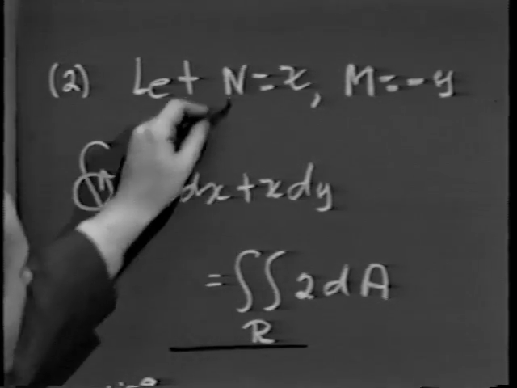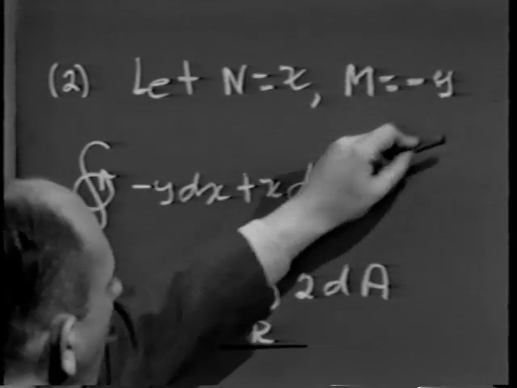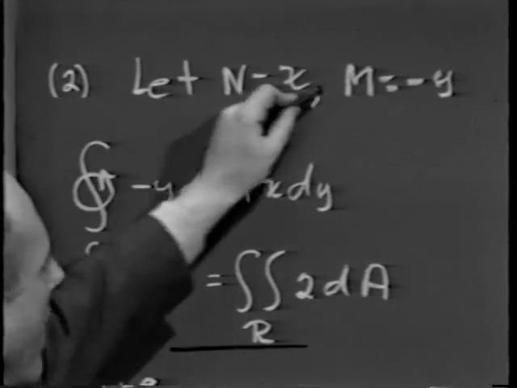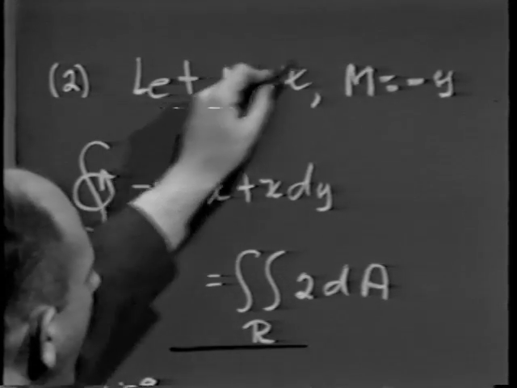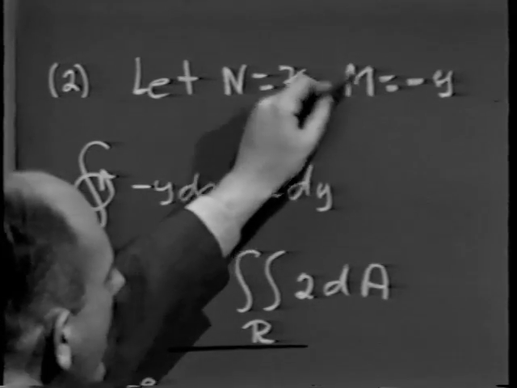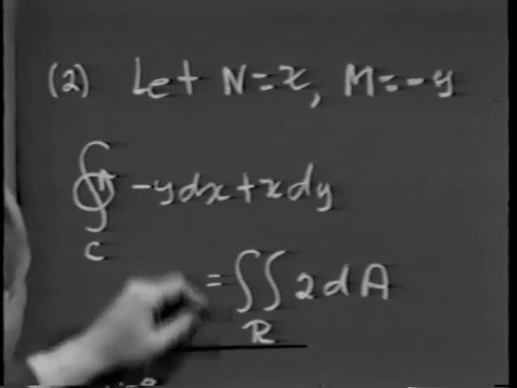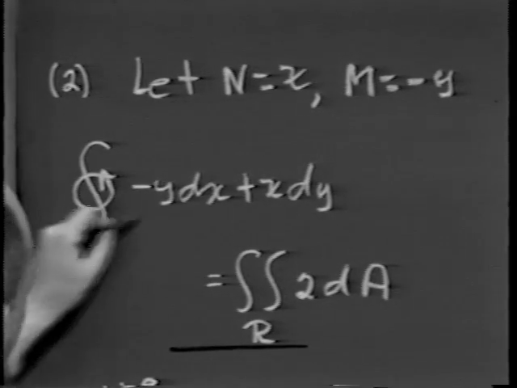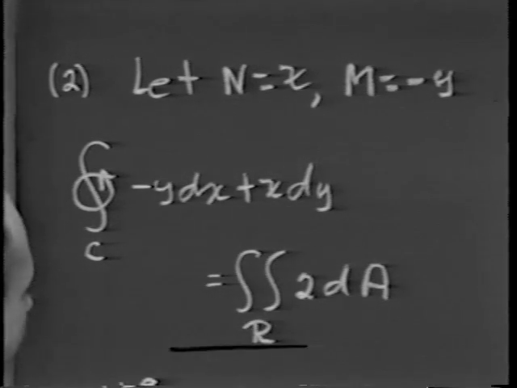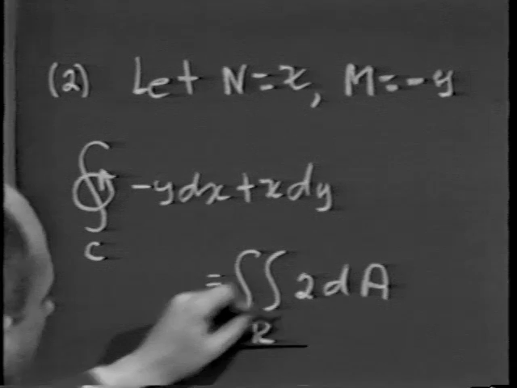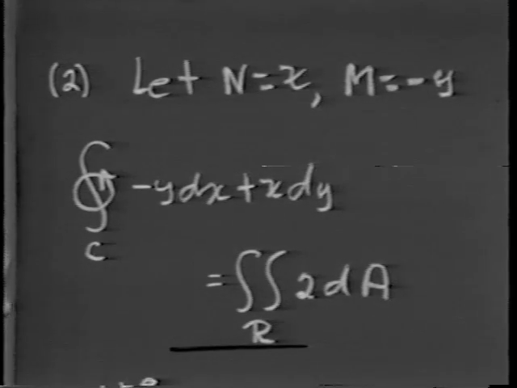The partial of n with respect to x is 1. The partial of m with respect to y is minus 1. Therefore, the partial of n with respect to x minus the partial of m with respect to y is 1 minus minus 1, which is 2. In other words, Green's theorem says that the integral around the closed curve in this case is twice the area of the region R. You see, without the 2 in here, this would just be the area of the region R. Since 2 is a constant factor, we can take it outside the integral sign.